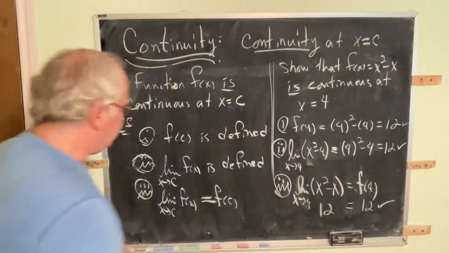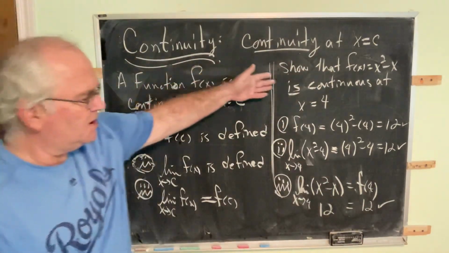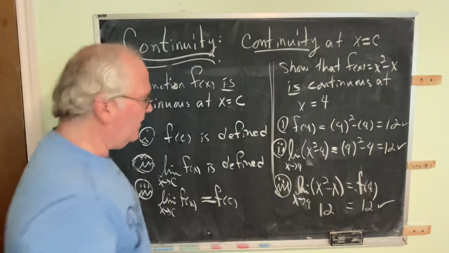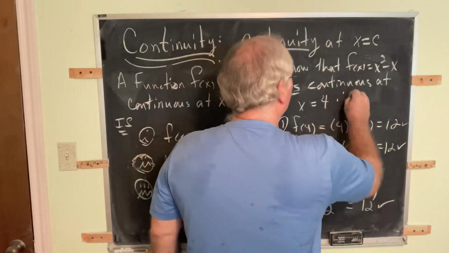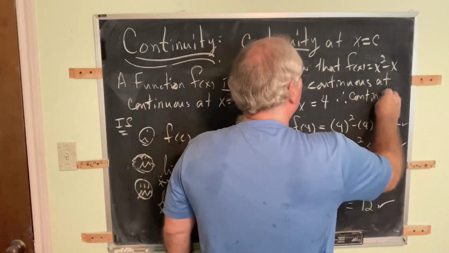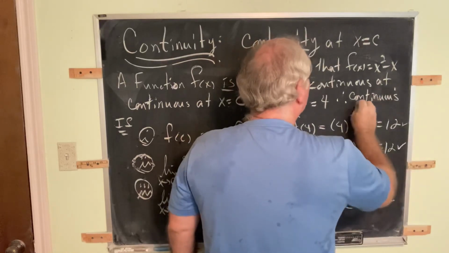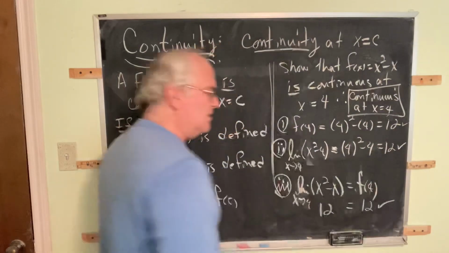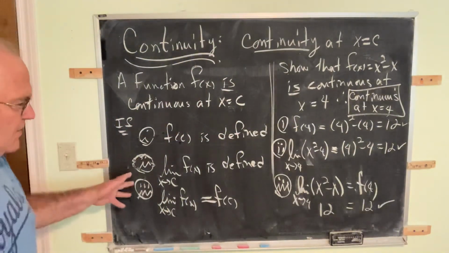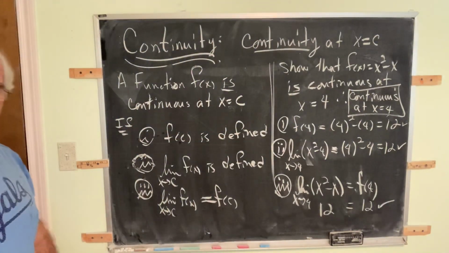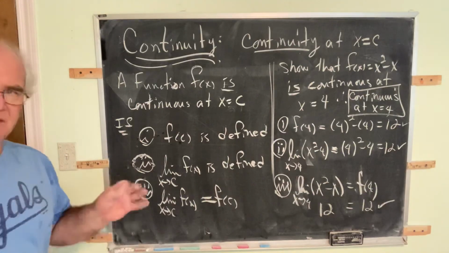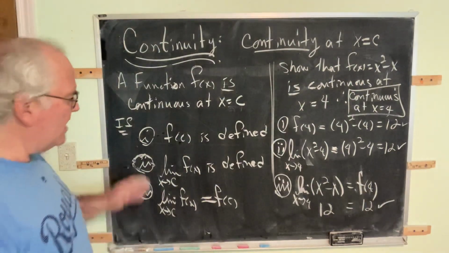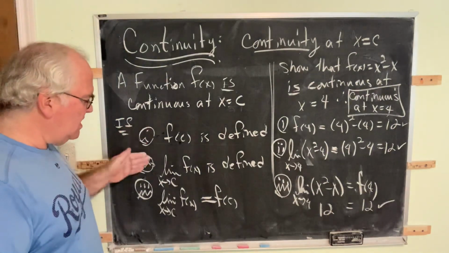Ding! And so we can say, therefore, the function is continuous there. Therefore, it is continuous at x equals 4. So these are the 3 requirements for a function to be continuous at a single point. Continuity at a point is determined by these 3 properties.